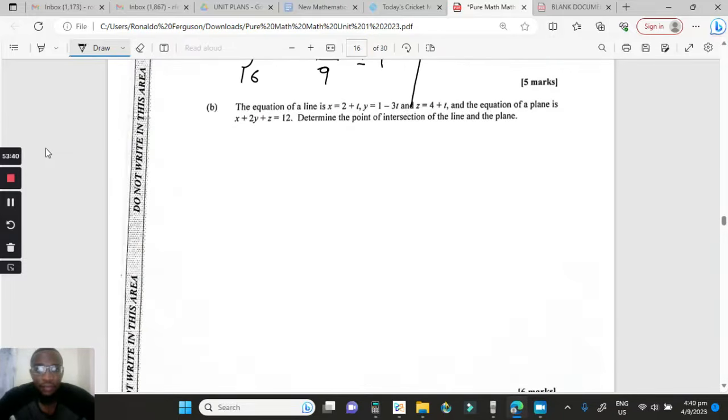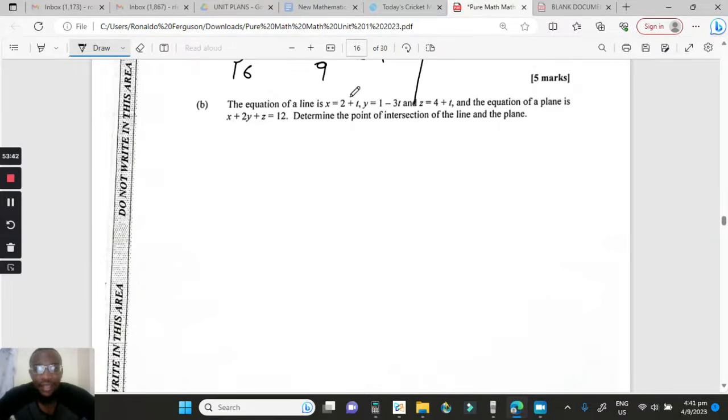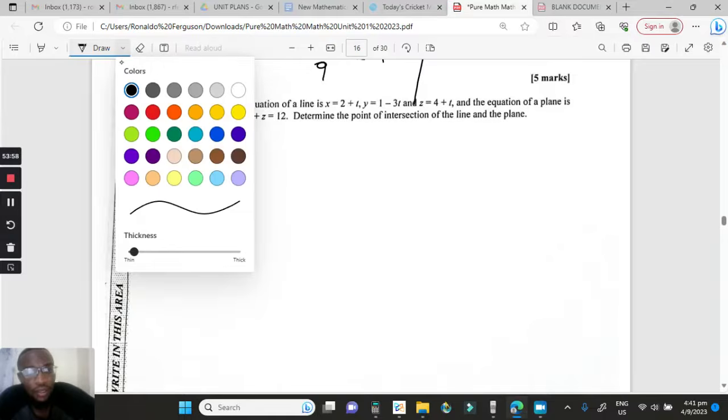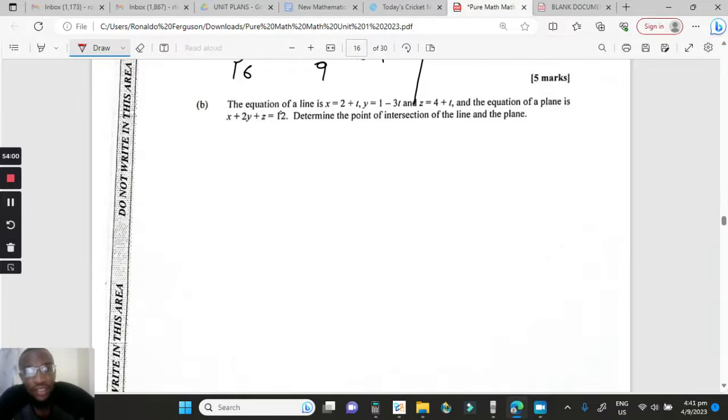Alright, part B. They say the equation of a line is x equal this, y equal this, and z equal to this. Alright, so since we have all of these, determine the point of intersection. So remember, it's basically a simultaneous equation. You substitute the line into the plane. Alright, to find the point of intersection, we sub line into plane. It's very easy. So where x is 2 plus t, so put 2 plus t.